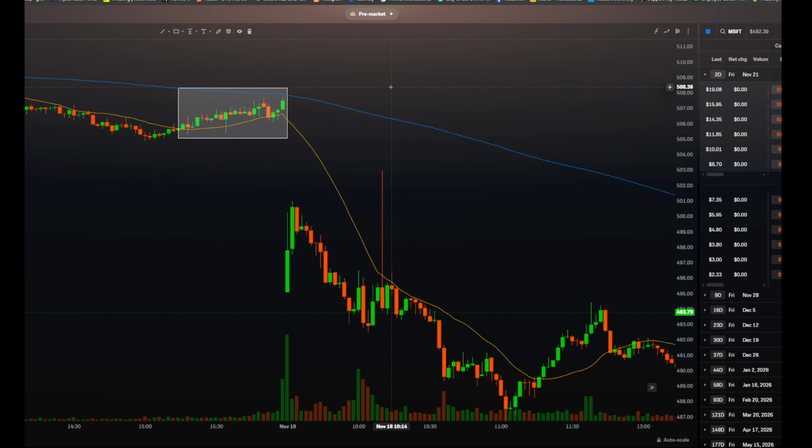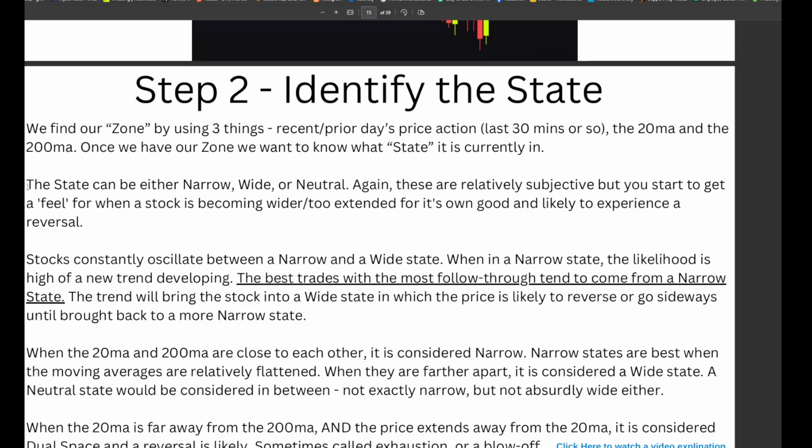What state are the SMAs in? Are they wide from each other? Are they narrow? Are they neutral? What state are they? That's the second step, right? So right here we go. The state can either be narrow, wide, or neutral. So this is what we have to figure out after we put our box down.